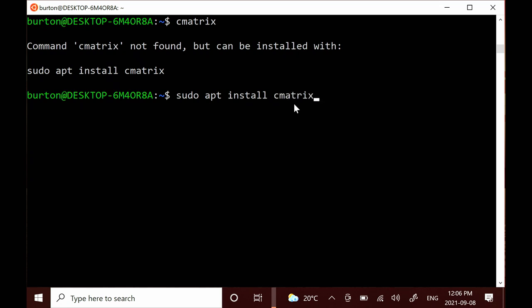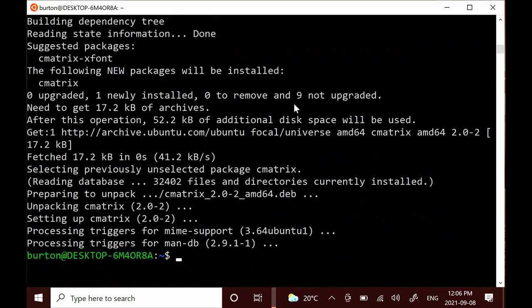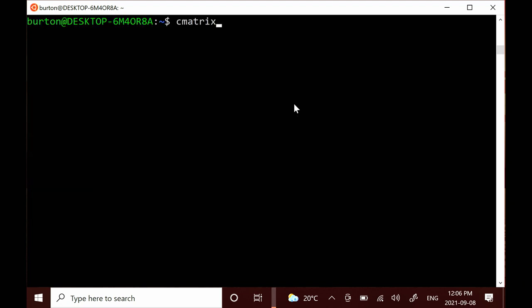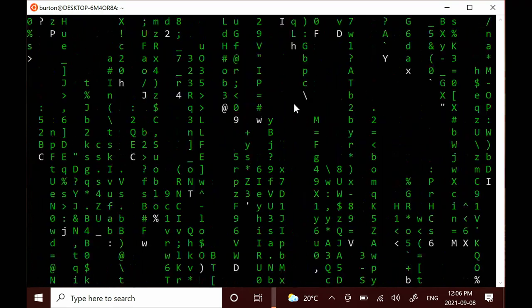It's going to go out onto the internet from somewhere. It's going to grab that program. It's going to install it on your computer. It's going to register the program with the operating system. And now I can run CMatrix. There you go.